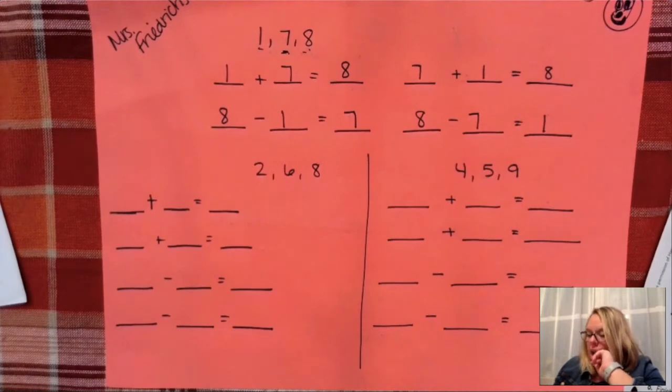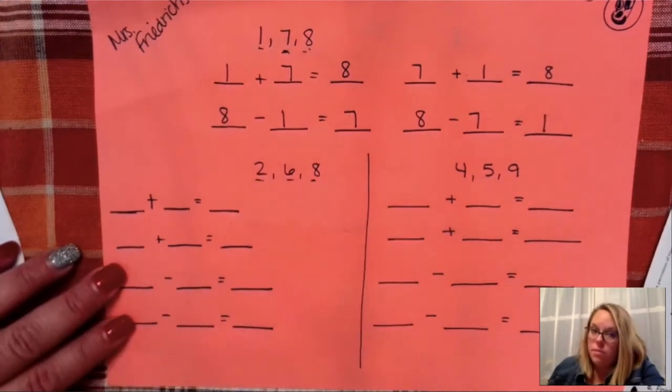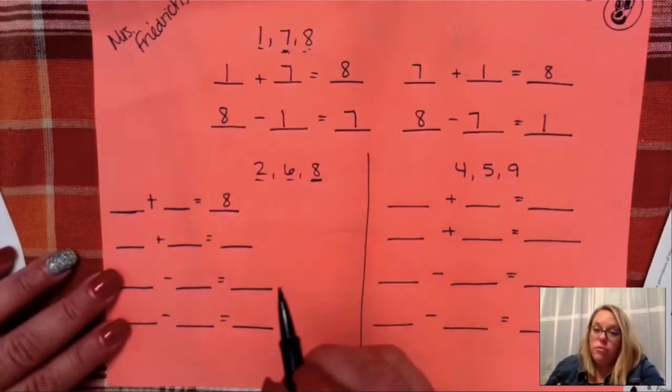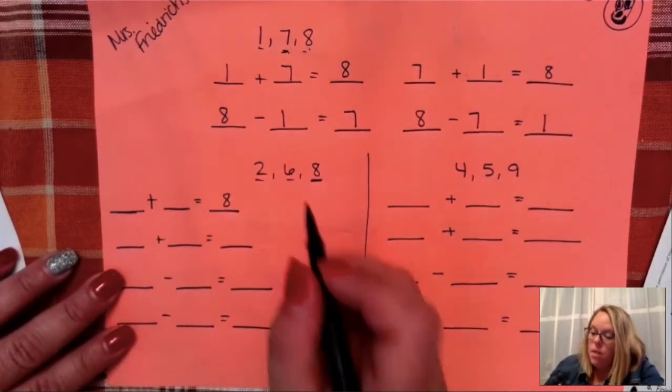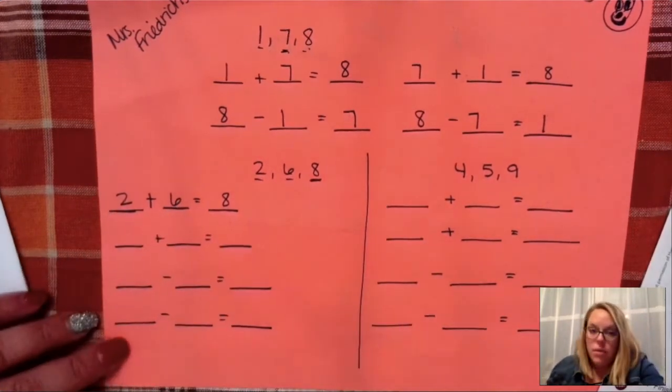Let's try 2, 6, and 8. And let's see if your answers match mine. Remember, these were the only numbers that I could use. Remember that my answer has to be the largest number for my adding. Okay? So, 2 plus 6 equals 8.